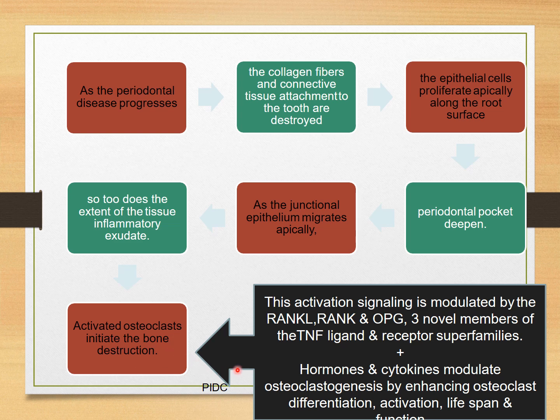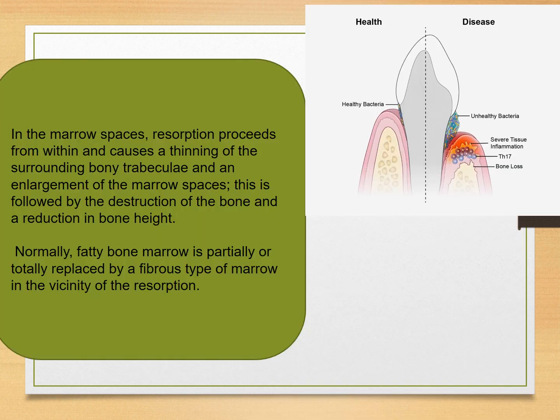This activation and signaling is modulated by RANKL, that is receptor activator of nuclear factor kappa-B ligand, RANK, and osteoprotegerin. These three are novel members of the tumor necrosis factor ligand and receptor superfamilies, and along with that the hormones and cytokines modulate osteoclastogenesis by enhancing osteoclast differentiation, activation, lifespan, and function. So, as we said, this leads to osteoclast activation and bone resorption.